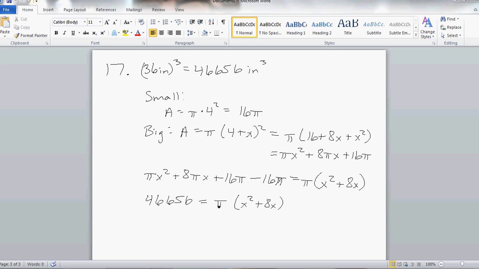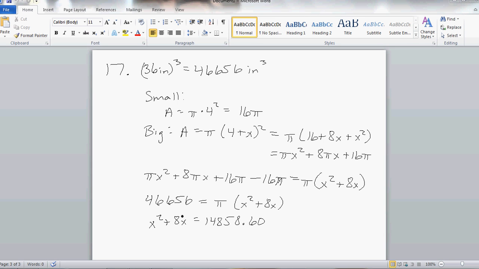So I'm going to take 46,656 and divide by the 3.14 that we've been allowed to have as pi. And so we get x squared plus 8x equals 14,858.60. Now that's just rounded, but I'm going to keep that in my little calculator.